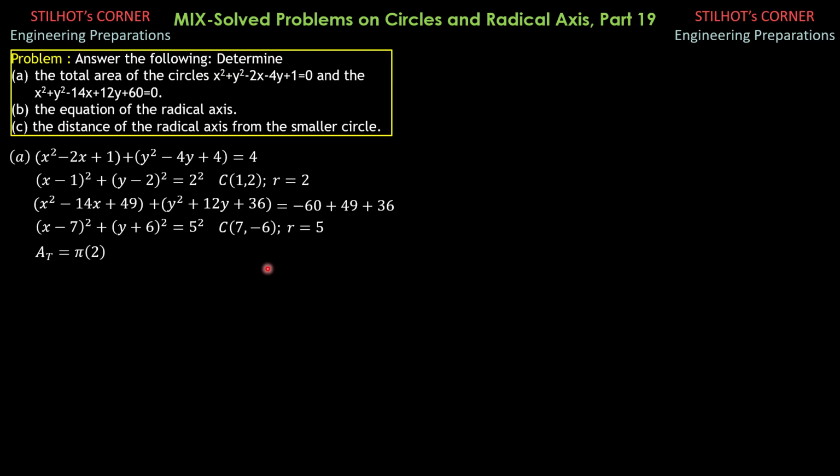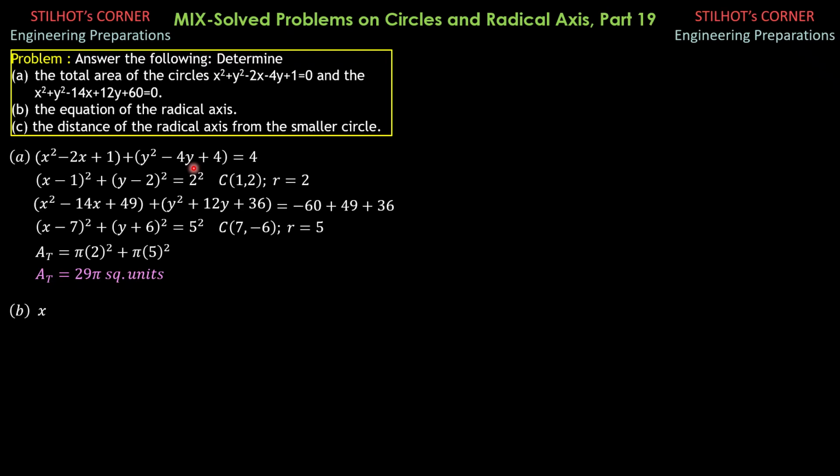So the area is pi times 2 squared plus pi times 5 squared, and that is 29 pi square units. That's the answer to part A, the first question. Let's proceed to the second question, the equation of the radical axis. For this, we simply eliminate the x squared and y squared terms.